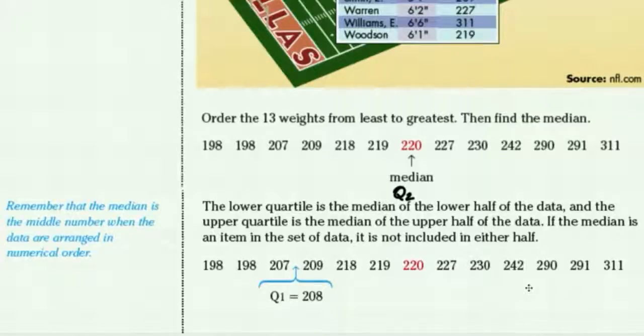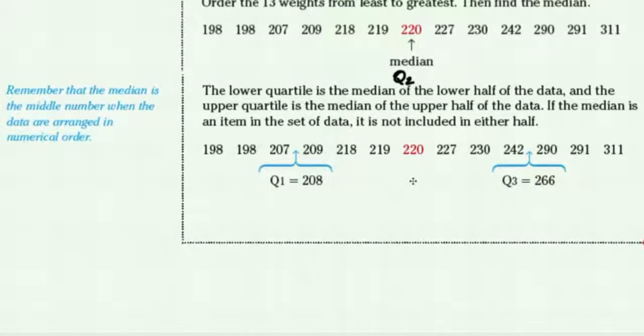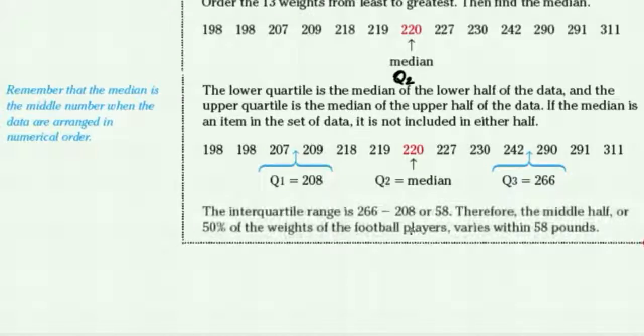On the other side, to find our Q3, or upper quartile, we simply add 242 plus 290, divide that by 2, and we'll get our Q3, or our upper quartile, while maintaining 220 as our median. So the interquartile range is 266 minus 208, or 58. Therefore, the middle half, or 50% of the weights of the football players, varies within 58 pounds.